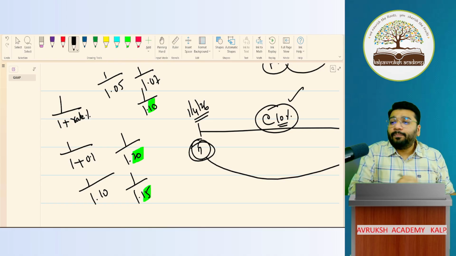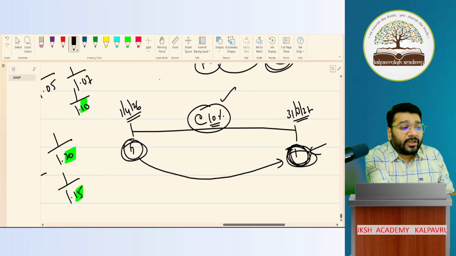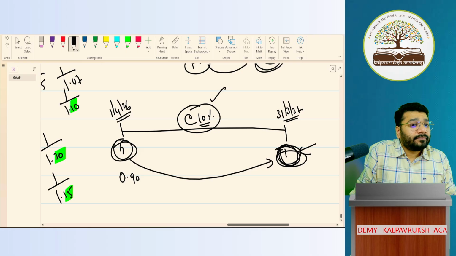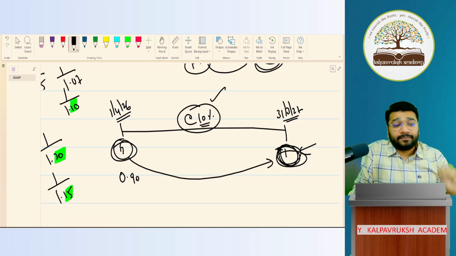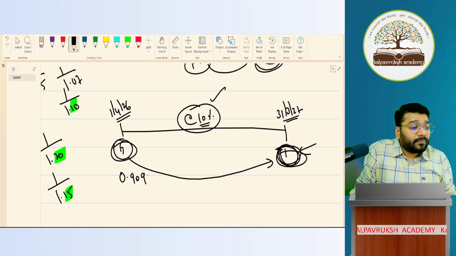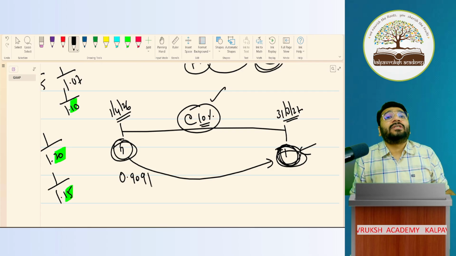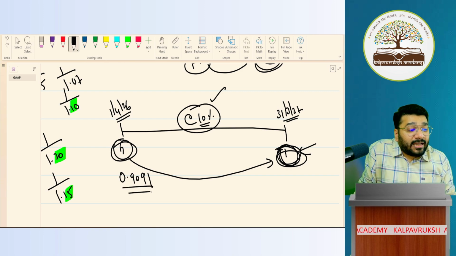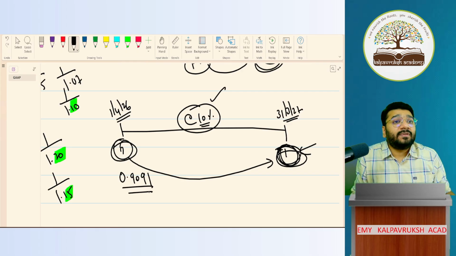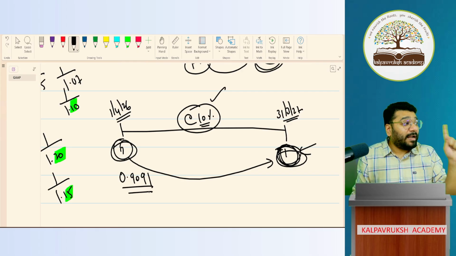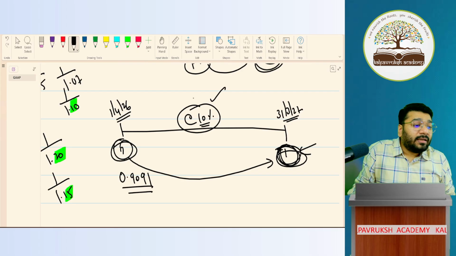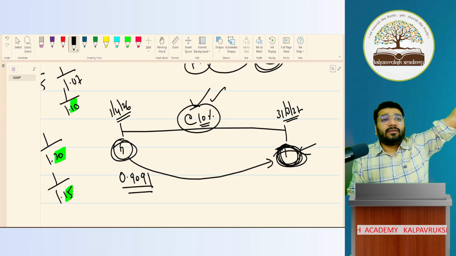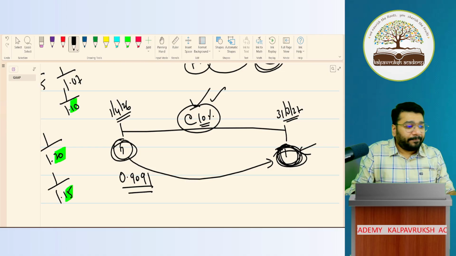You do 1 divided by 1.10 in the calculator. What are you getting? 0.9090. I want 4 decimals. 0.9091. You'll get 0.9091, which means what? Today, if I invest 0.9091 in a fixed deposit, with interest being added to it, it'll become 1 rupee after 1 year.